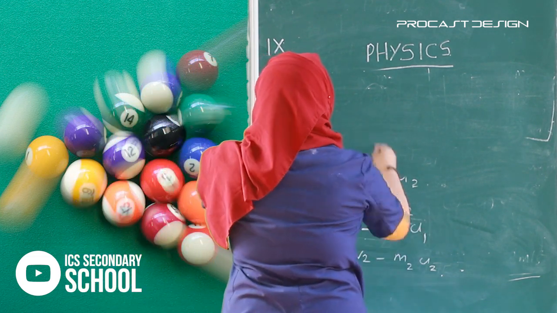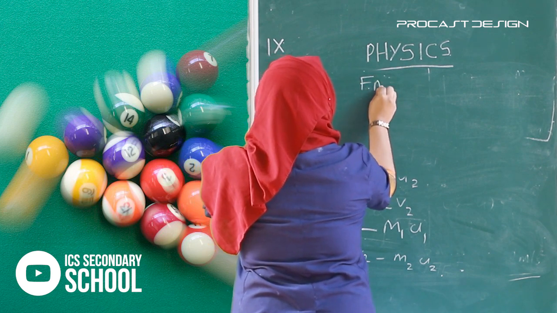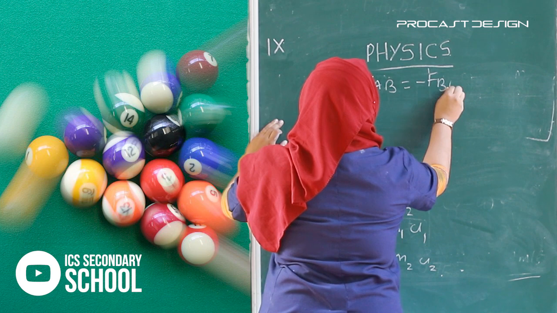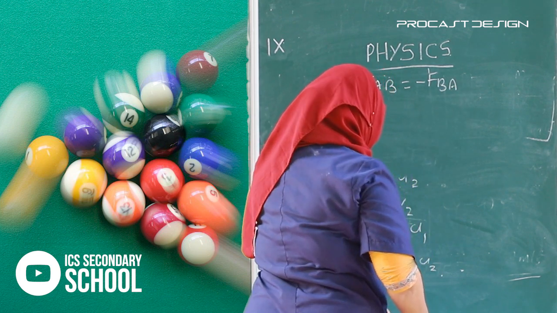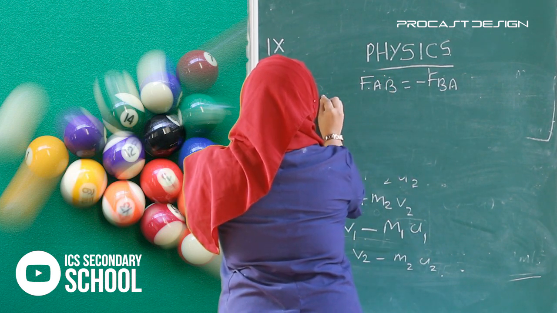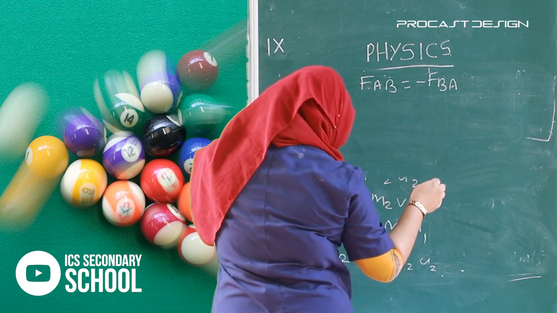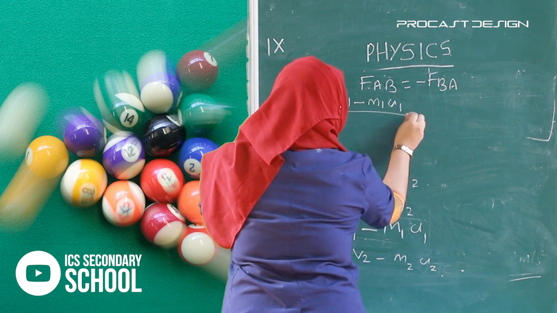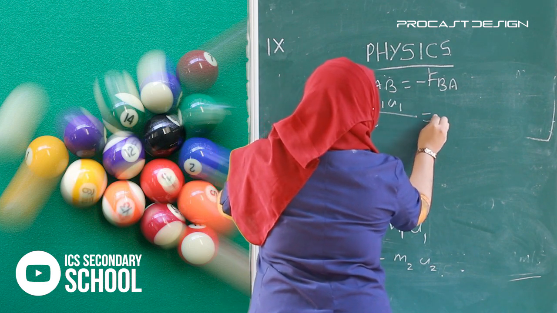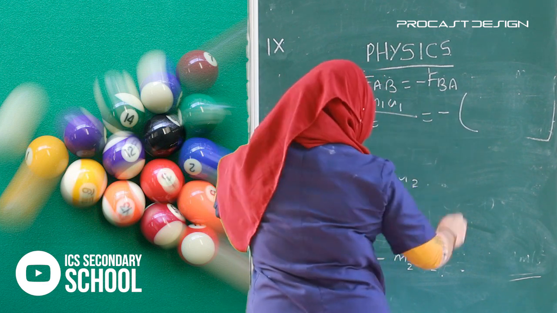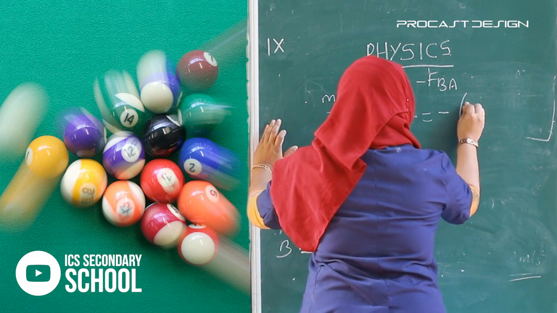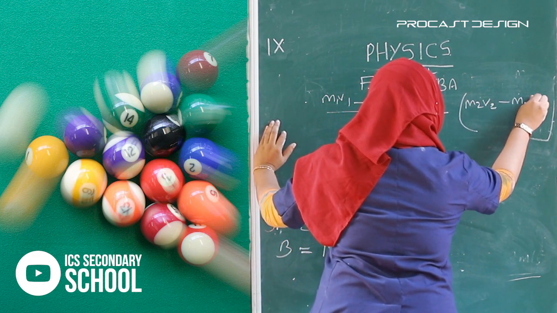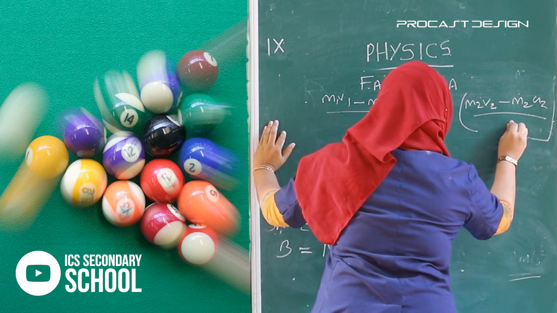We know that F_AB is equal to minus F_BA. F_AB is m1 v1 minus m1 u1 divided by t, and F_BA is m2 v2 minus m2 u2 divided by t.